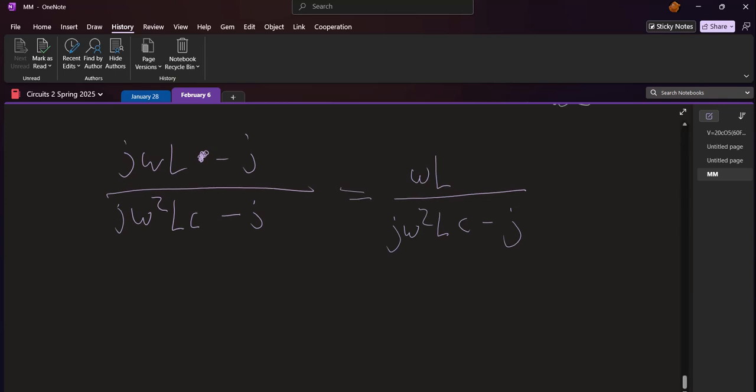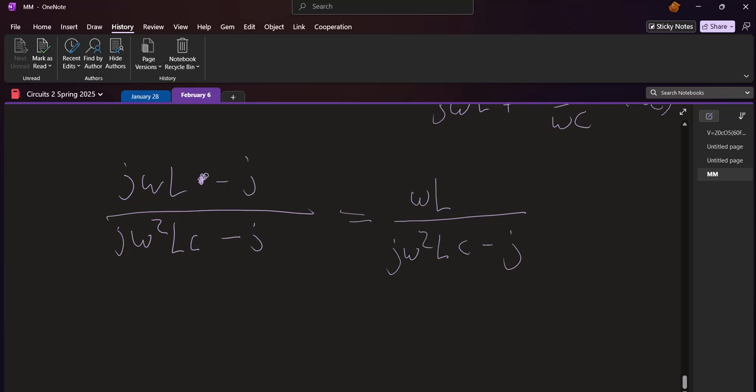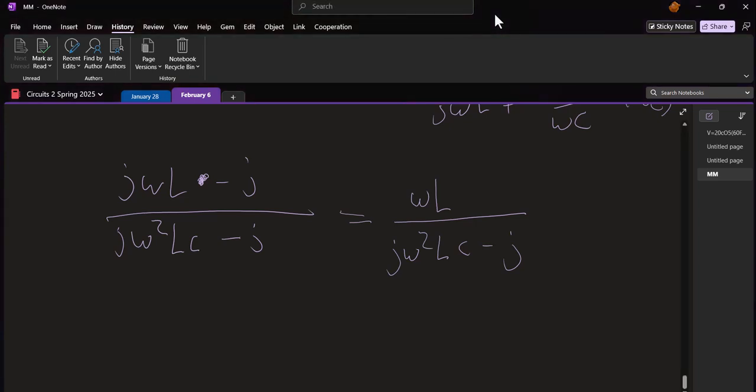I'm not going to be able to make this work this way. Give me a second. Let me see what I get. Okay, so I want to get the J out of the denominator, so I'll multiply by J over J. And I get omega LJ over negative omega squared LC plus 1.